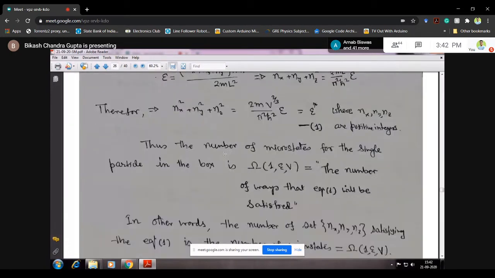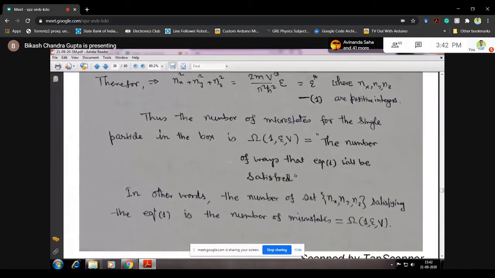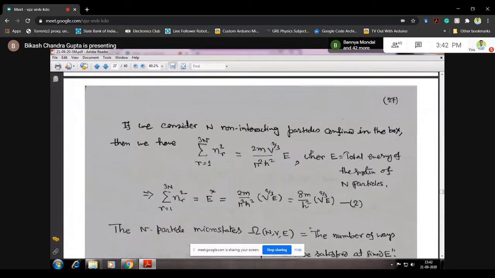and therefore you can generalize the equation that you have here. This equation is a summation over ni square, i going from 1 to 3. N1, N2, N3 will correspond to nx, ny, nz. And therefore, if you generalize it for n particles, you have to include 3n degrees of freedom, so you can write nr square, r running from 1 to 3n, and that will give you this E. Now this E is capital E. This is not a single particle energy. This is the energy of the n particles, right? Now volume remains the same.